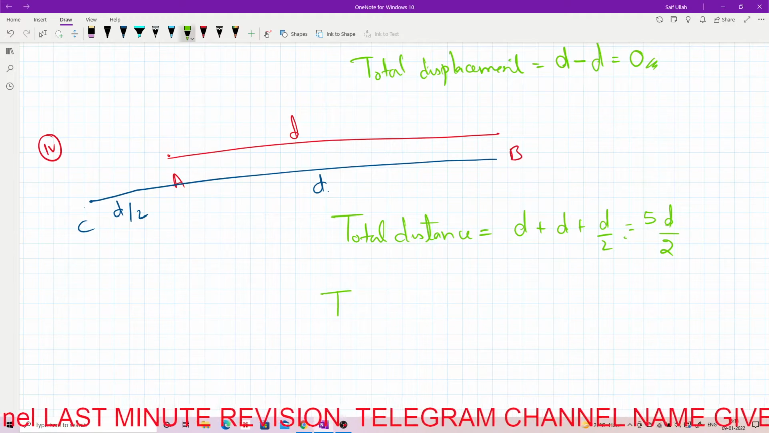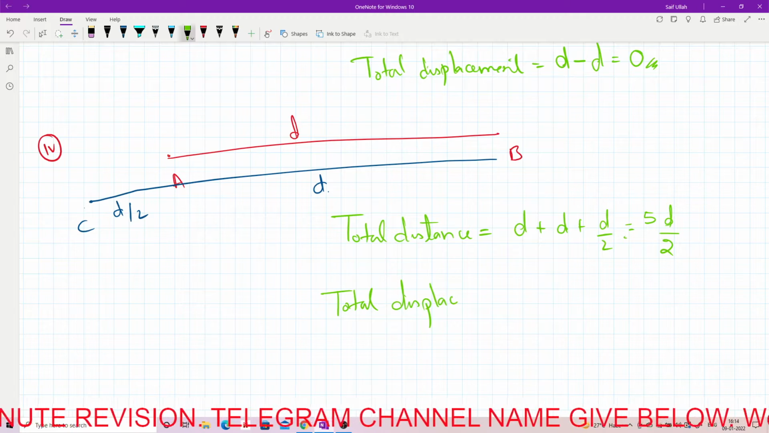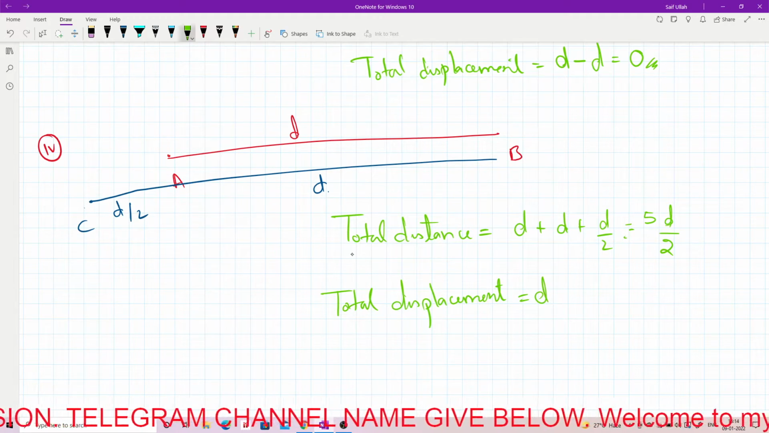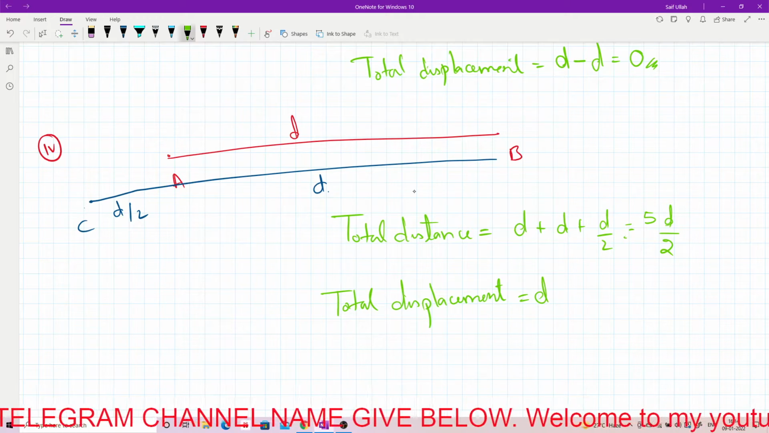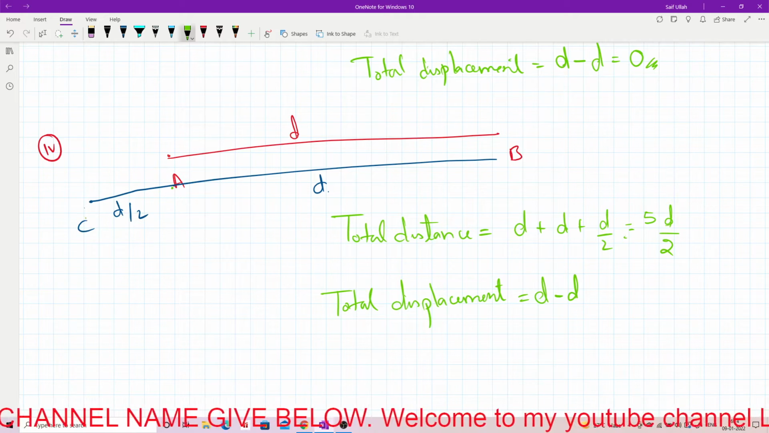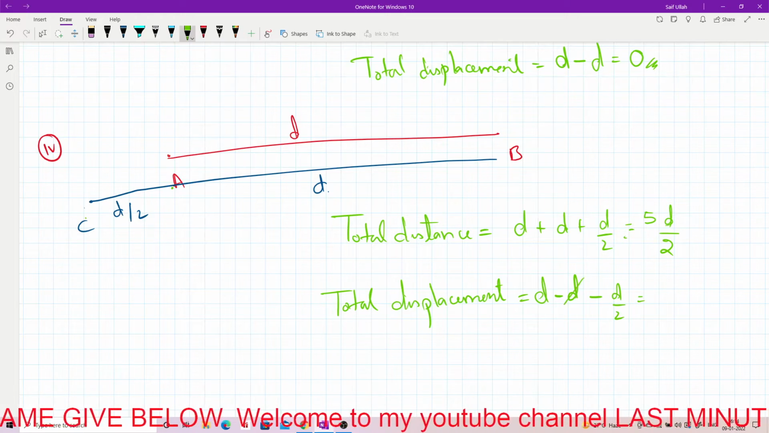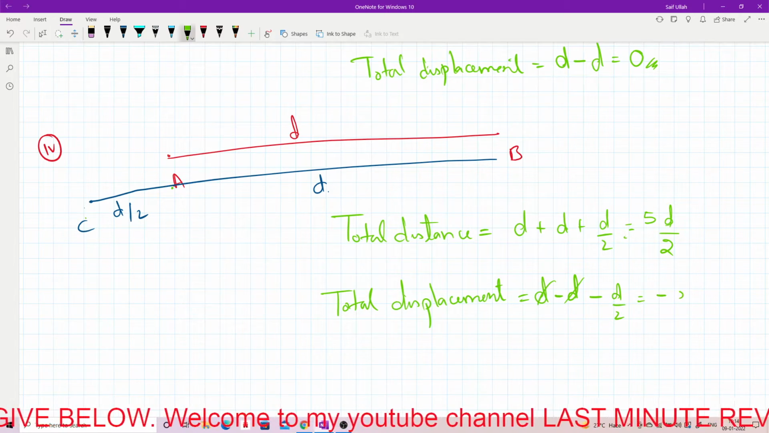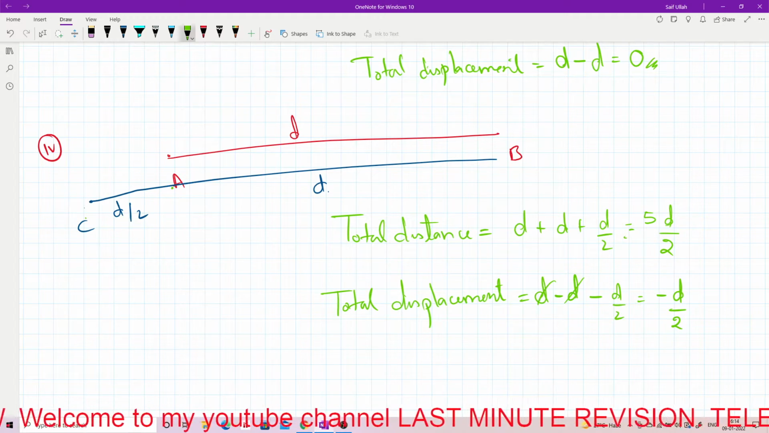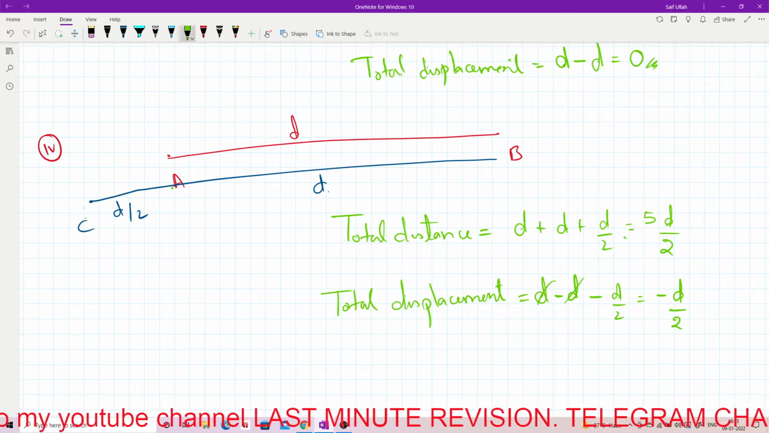Now let's find the total displacement. We can write it as d, the first journey, then the returning journey is minus d. Again it got extended from point A to C, minus d by 2. These two will get cancelled. The final answer is minus d by 2. So what we can conclude is that distance will be positive, whereas displacement can be positive, negative or 0.